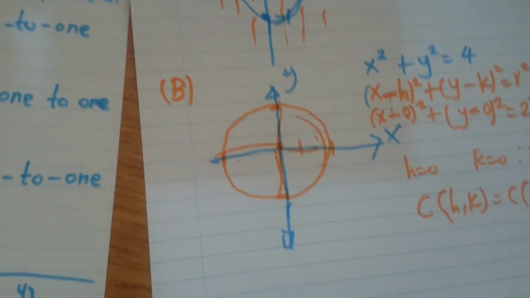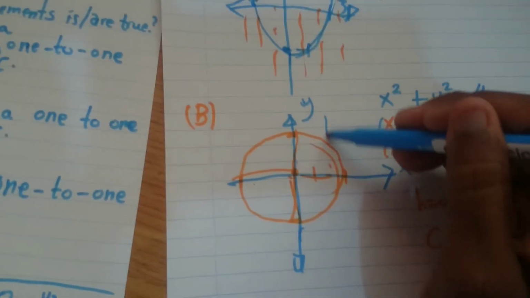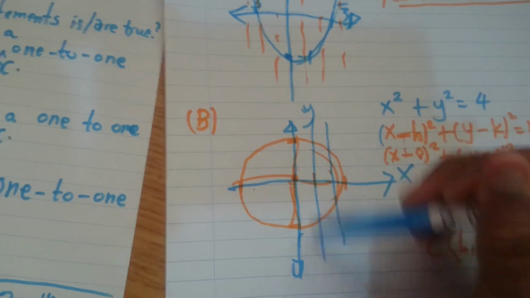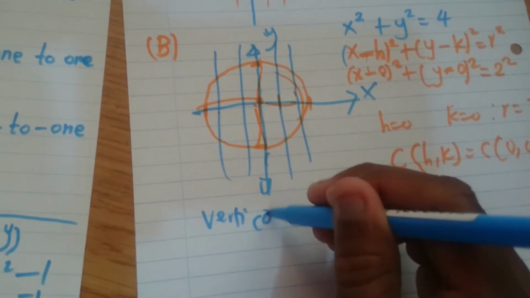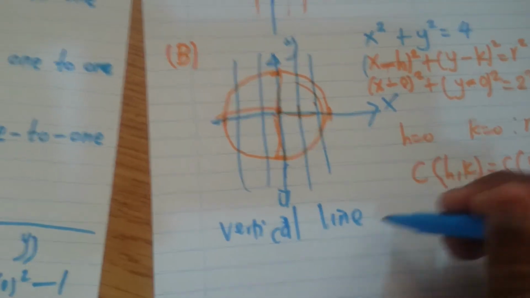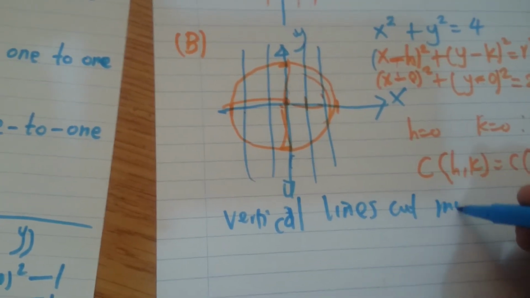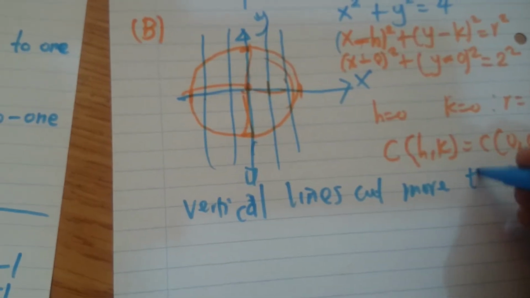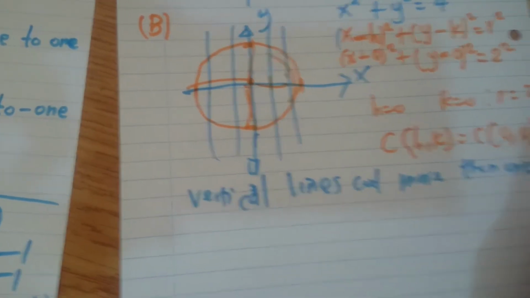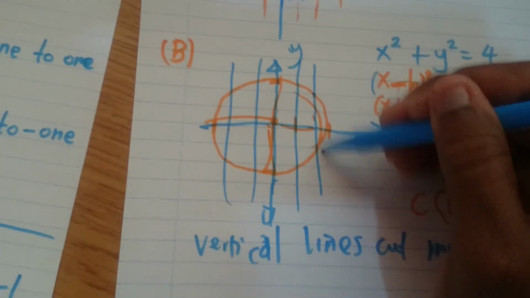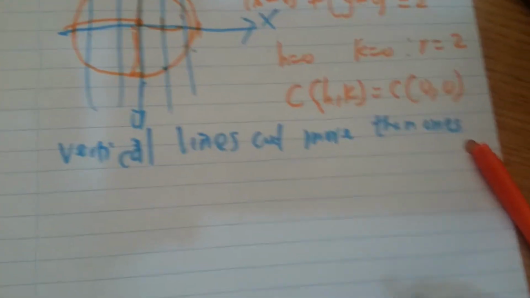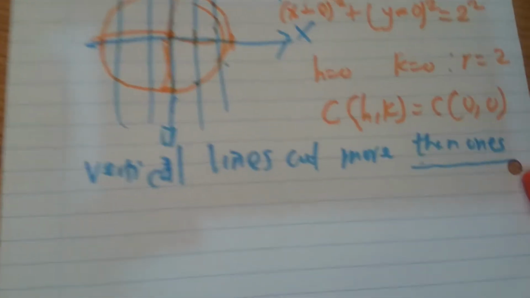So now we're going to draw the vertical lines. Let's draw a vertical line to test if it's a function. Oh my goodness, not a function, because the vertical line cuts more than once. If you draw a vertical line and it cuts more than once, then it's not a function. You see what I'm saying? So the second one is not a function, so it's false.